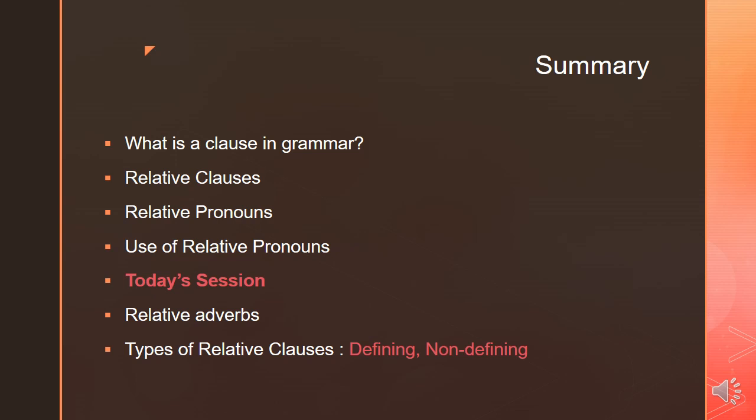In my last session, I told you about what is a relative clause, what is a clause in grammar, how relative clauses work, and the function of relative pronoun. So today's session is about relative adverbs and the types of relative clauses, defining and non-defining.